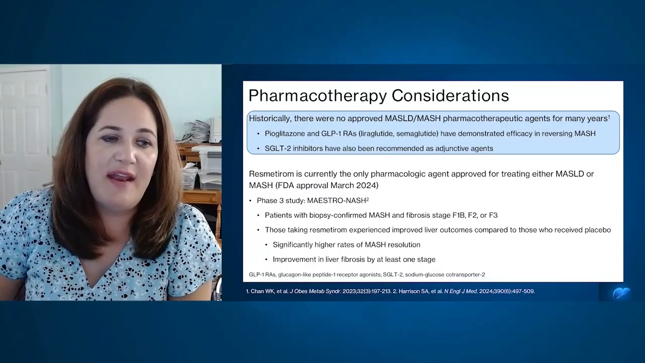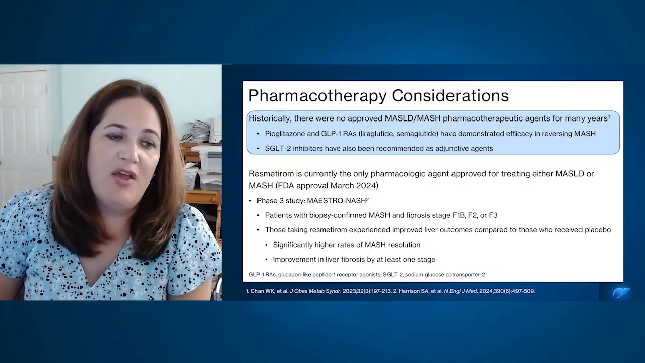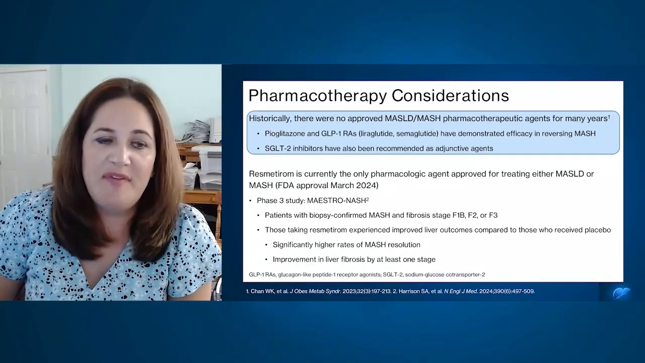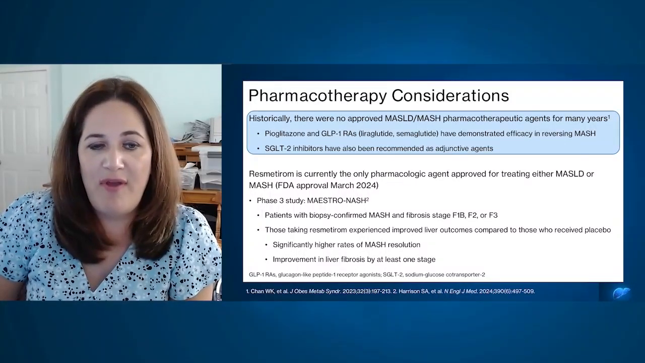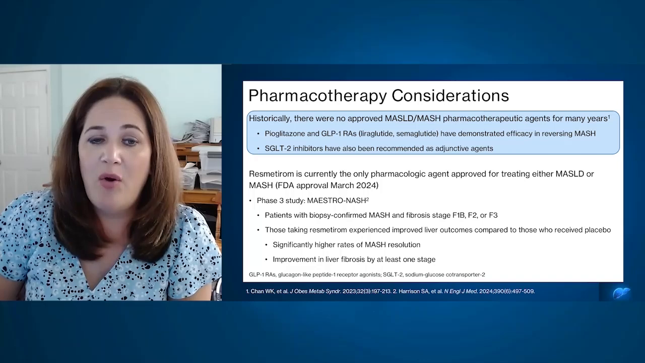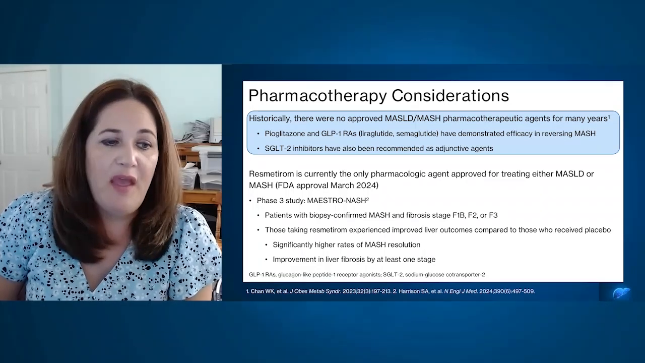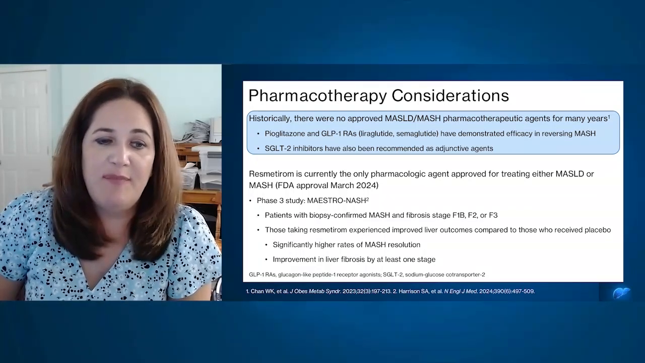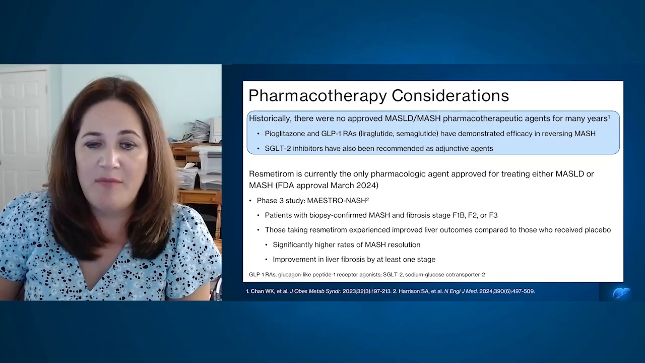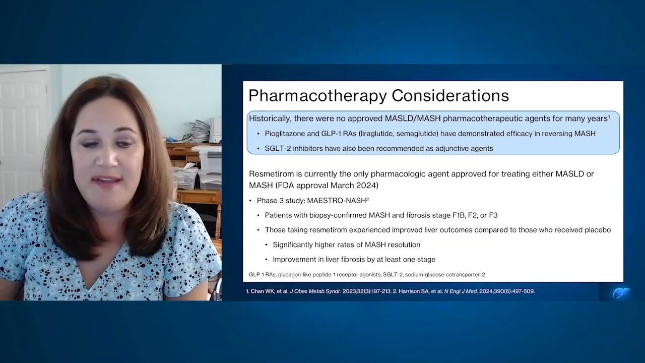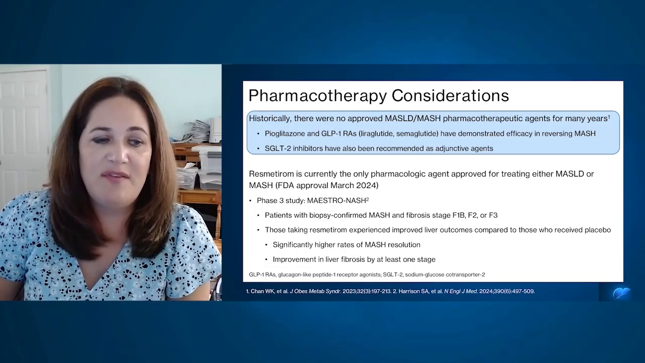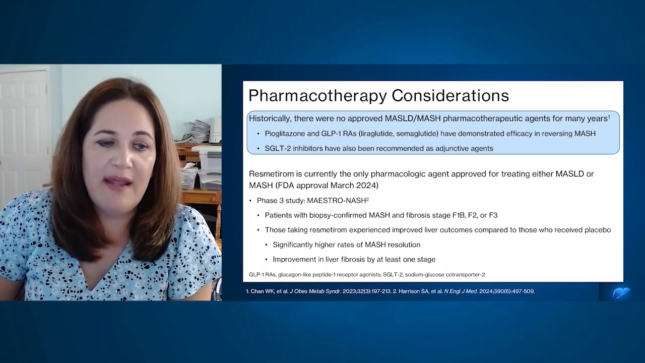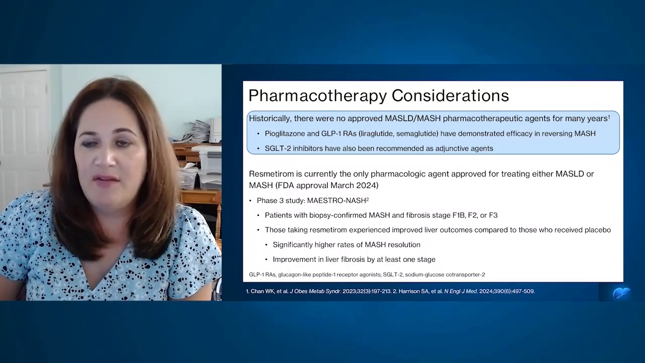The phase 3 study, the MAESTRO-NASH study, looked at patients with biopsy-confirmed MASH and a fibrosis stage of F1B, F2, or F3. Those taking this medication experienced improved liver outcomes compared to those who received placebo. They noted significantly higher rates of MASH resolution and improvement in liver fibrosis by at least one stage.